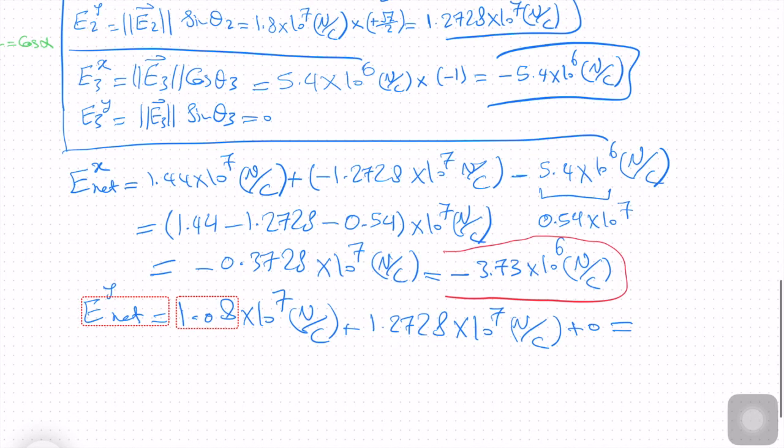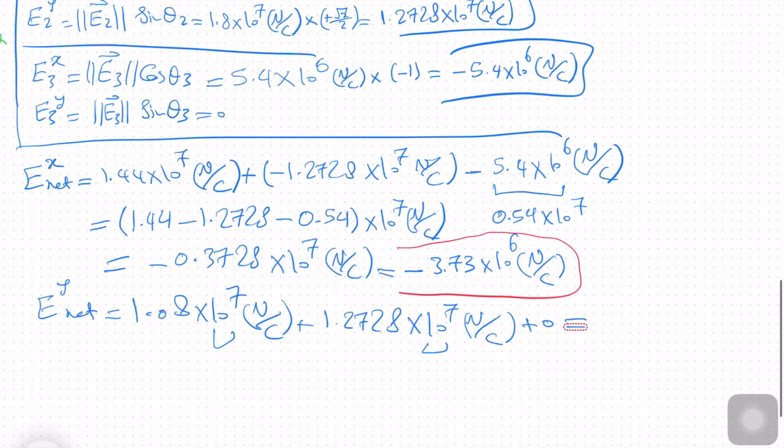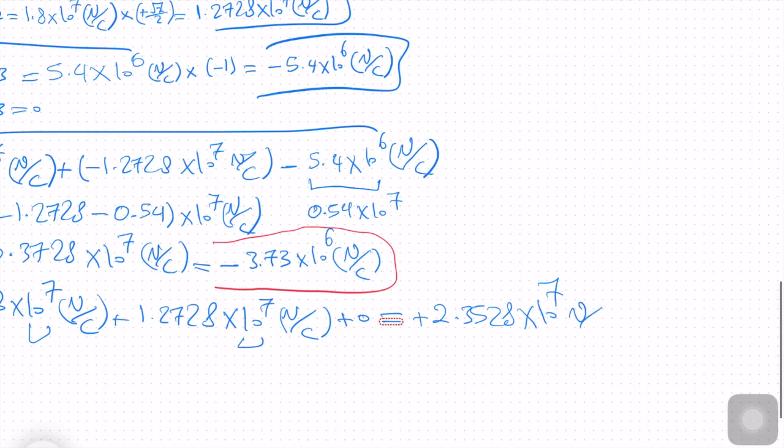Now I'm going to add all these numbers up. Again, since the power is 10 to 7, 10 to 7, this just means that I have to add the numbers behind the power separately. It's 1.08 plus 1.2728, which should be plus 2.3528 times 10 to 7 Newton per Coulomb.